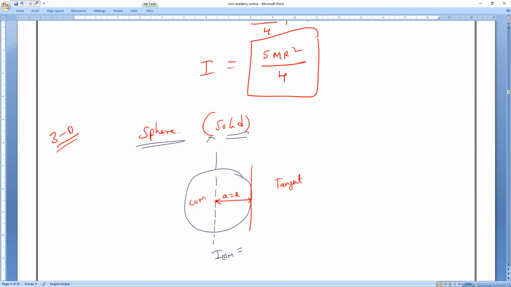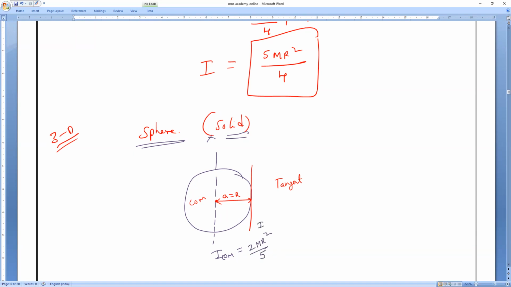So can you tell me what is the moment of inertia through the center of mass of the solid sphere? Rudreswar, correctly tell me. mr square by 5, or 2 mr square by 5? 2 by 5 mr square. 2 mr square by 5. Am I right? Yes, sir.